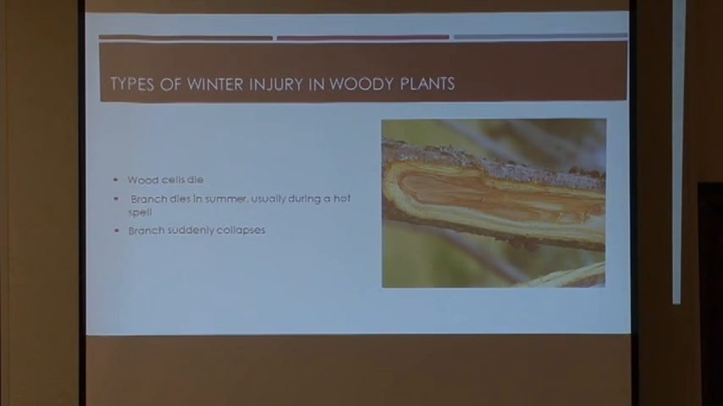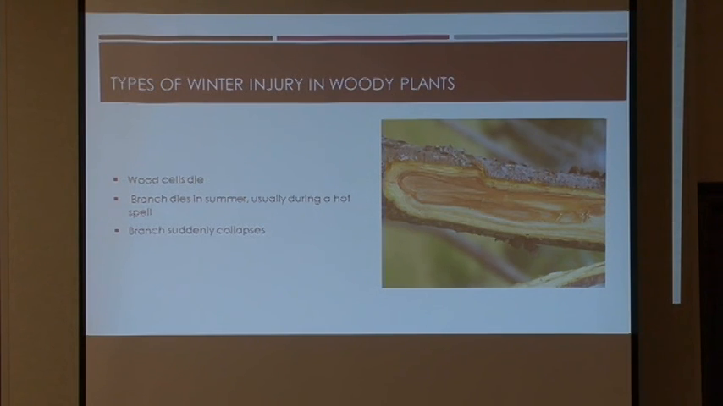What I do is I go out when the branch suddenly dies, and I start cutting into the bark, even though some people are uncomfortable with it. And this is what I find: dark cells in the center. After the winter of 2008-2009, this is what I was finding: a lot of dead wood. And by the way, we were talking about preventing winter injury.